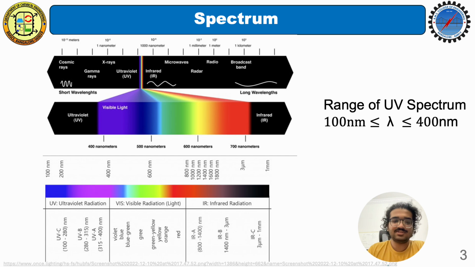The electromagnetic spectrum is a spectrum of electromagnetic radiation ranging from cosmic rays to radio waves or background radiation. Basically, cosmic rays have an order of magnitude for wavelength of 10 power minus 12 meters, and radio waves have an order of magnitude of wavelength at 1 meter. The UV spectral region lies between 100 nanometers and 400 nanometers wavelength.